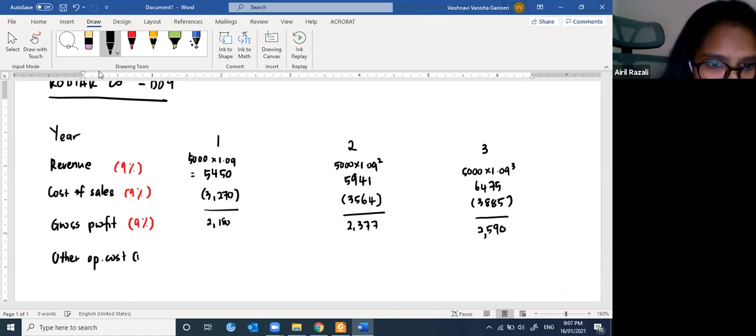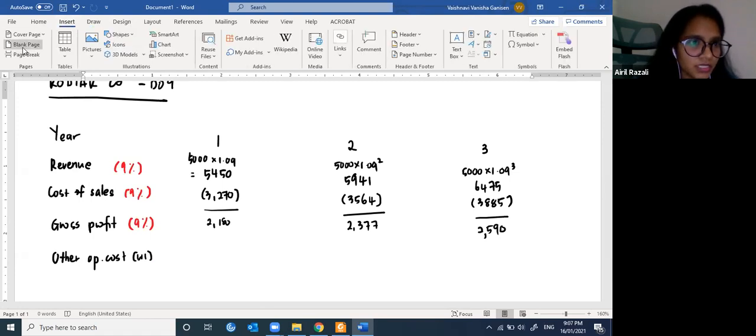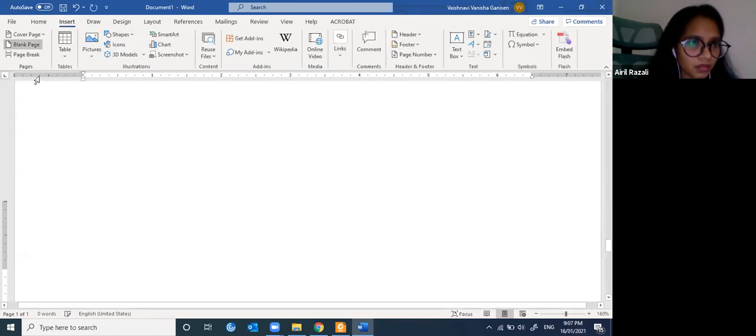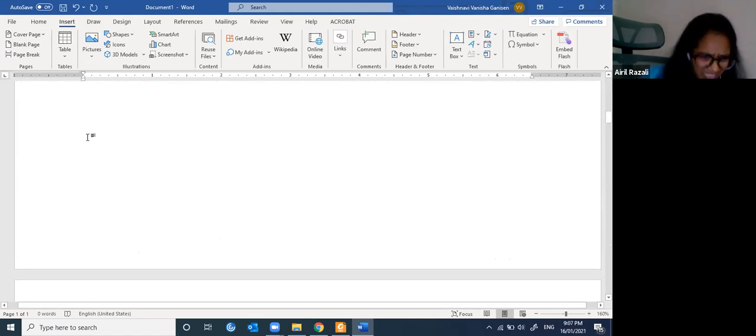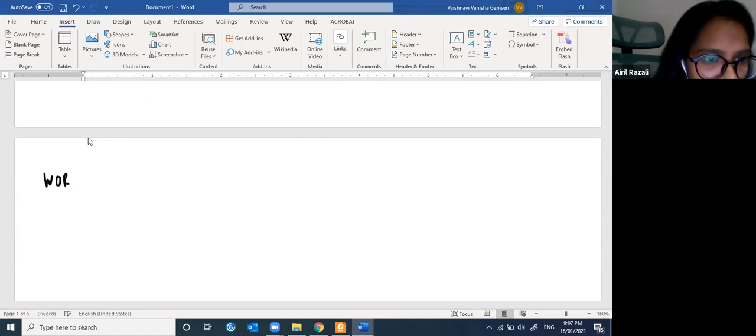So this will be your working one. Now, I'm going to scroll all the way down. You have to give me a moment. Okay, so I'm going to scroll all the way to the next page. Here, my workings. Working one, other operating costs.